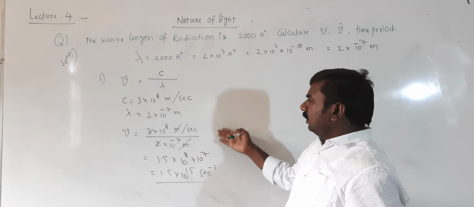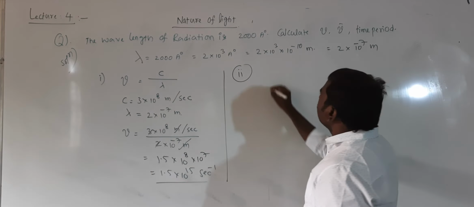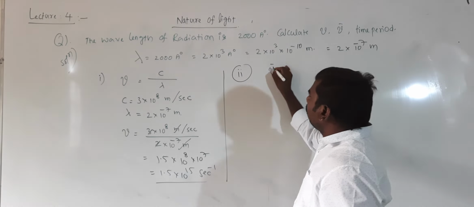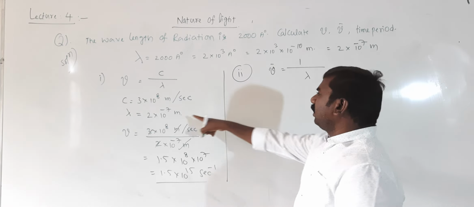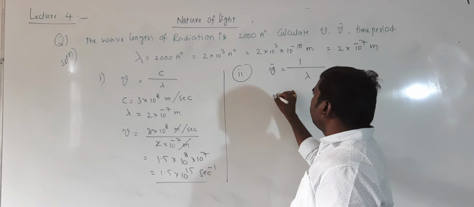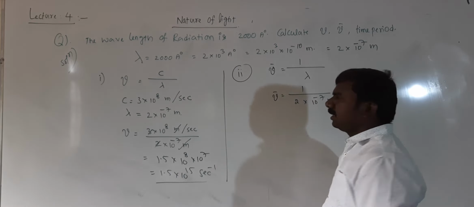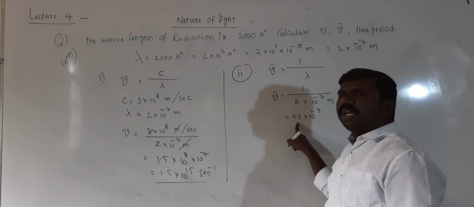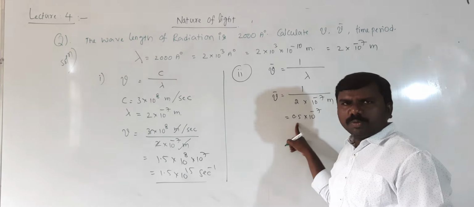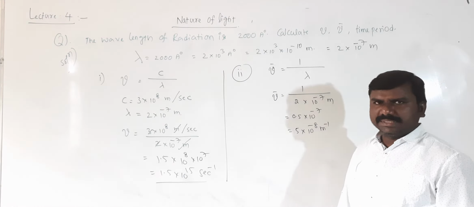This is right. Next, second question is wave number. Wave number is inversely proportional to wavelength, already given as 2 into 10 to the power of minus 7 meters. Nu bar equals 1 by 2 into 10 to the power of minus 7 meters. 1 by 2 means 0.5 into 10 to the power of minus 7, which can be taken as 5 into 10 to the power of minus 1, so finally 5 into 10 to the power of 6 meter inverse.